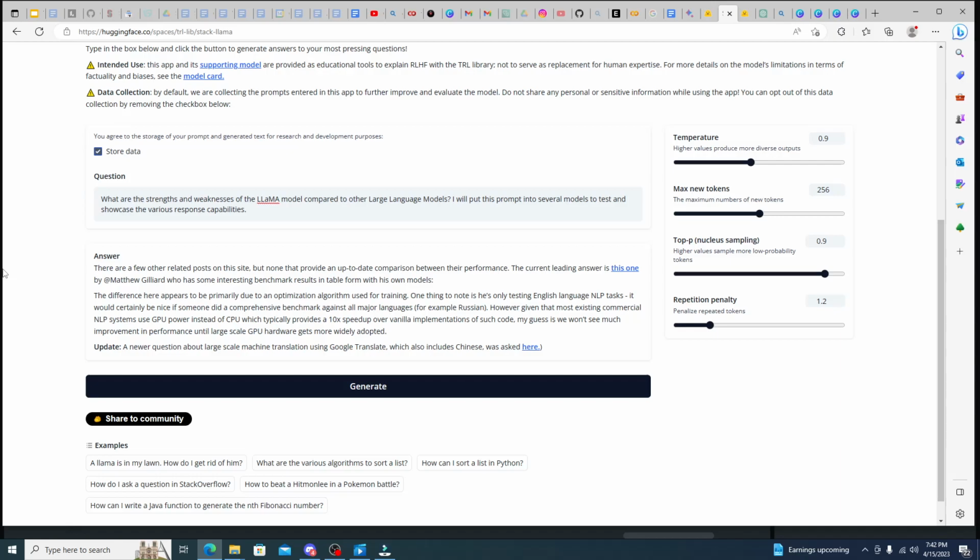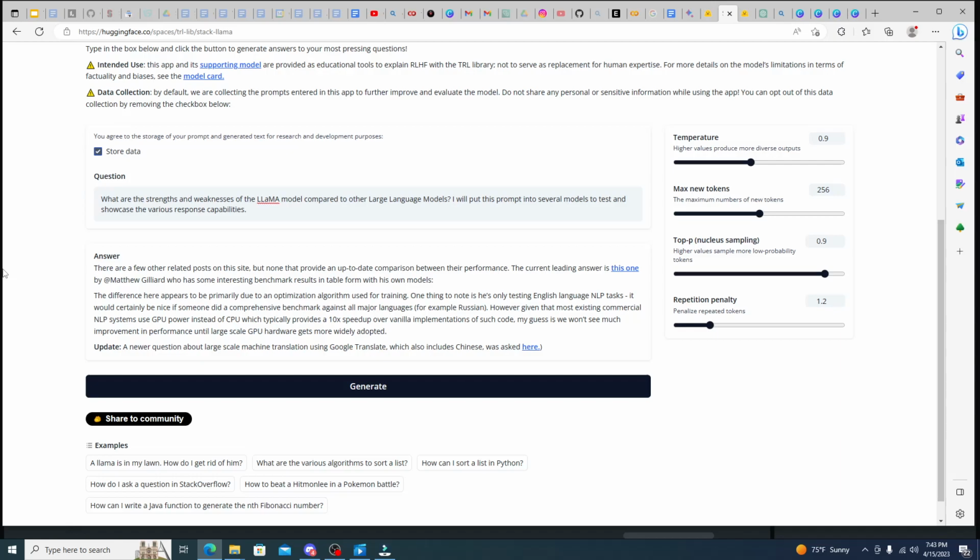One thing to note is he's only testing English language NLP tasks. It would certainly be nice if someone did a comprehensive benchmark against all major languages, for example Russian. However, given that most of existing commercial NLP systems use GPU power instead of CPU, which typically provides a 10x speedup over vanilla implementations of such code, my guess is we won't see much improvement in performance until large-scale GPU hardware gets more widely adopted. Update: a newer question about large-scale machine translation using Google Translate, which also includes Chinese, was asked here.